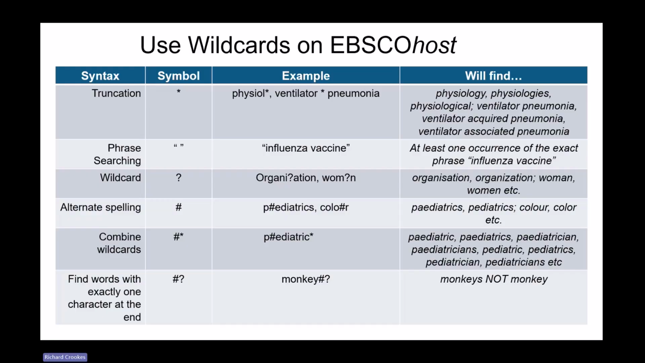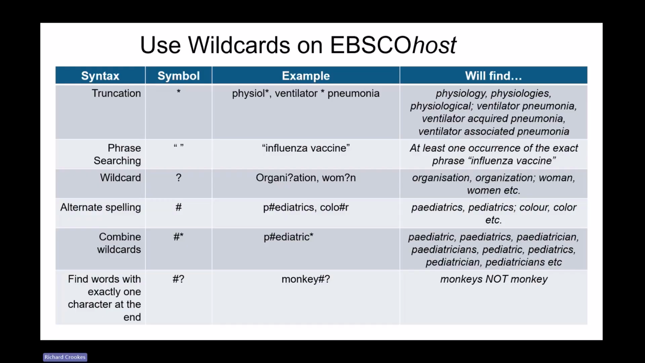Likewise with woman or women, you can replace the vowel, the A or the E, with the question mark and find both variations. Likewise with analysis, if you used the question mark instead of the E or the I, you'd find analyses and analysis as well. Now you've got the alternate spelling as well.